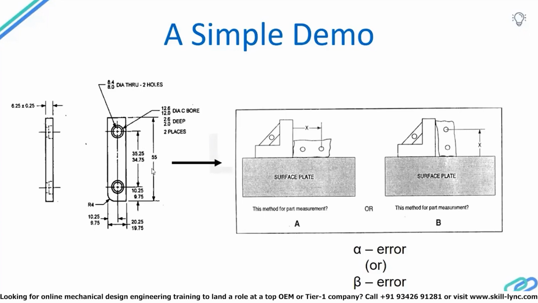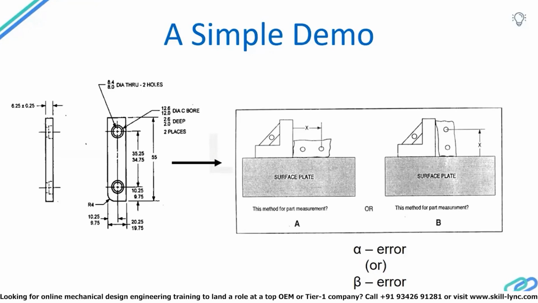In this drawing, the manufacturer and the quality inspector can each make their own decision on how to measure these features, what is the correct feature and what is the wrong feature, which in turn will give us the alpha error and beta error. Beta error, okay: good parts getting rejected is acceptable to a certain limit, but bad parts getting accepted is not, in all industries. This is a simple demo wherein you can see the importance of communicating the design intent clearly.